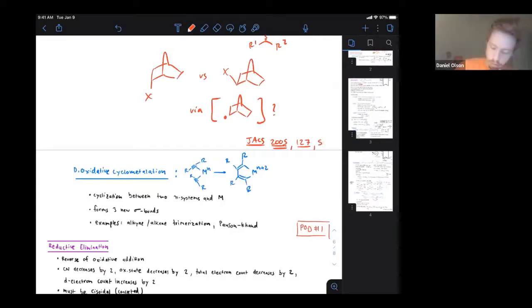Could you also use different alkyl halides, see how the rates change as well? I guess that's maybe another approach. Yeah, definitely.